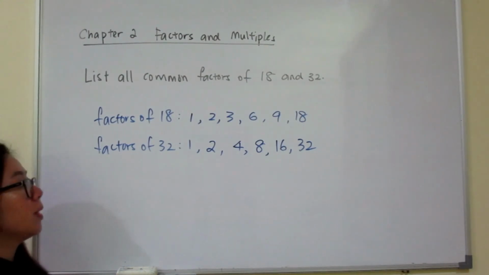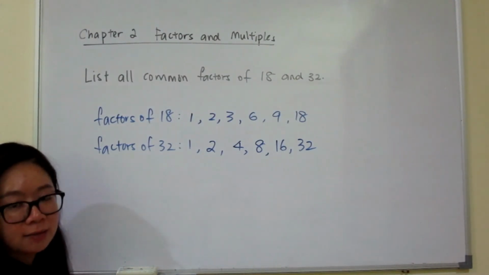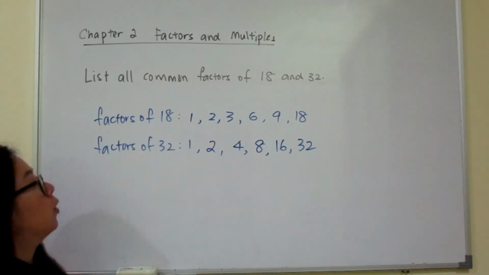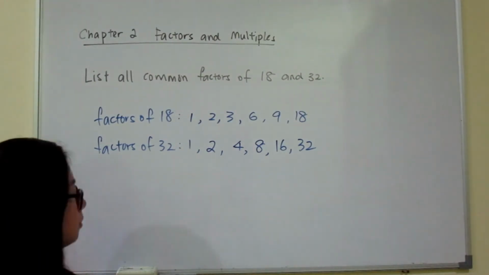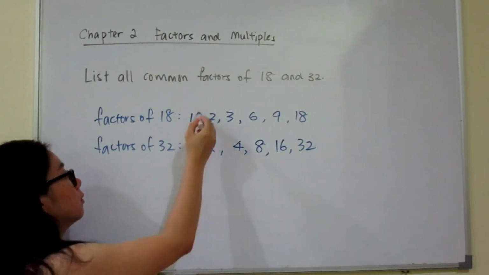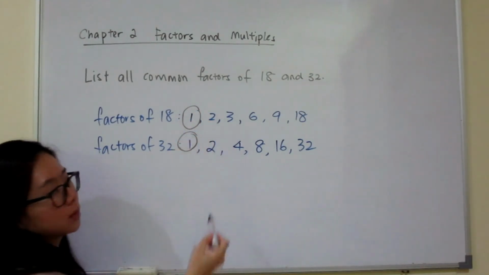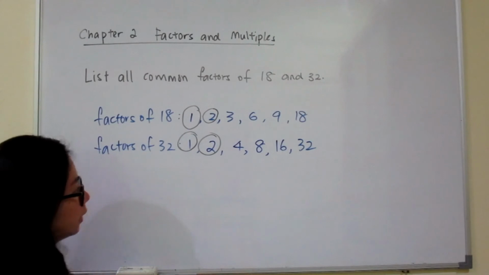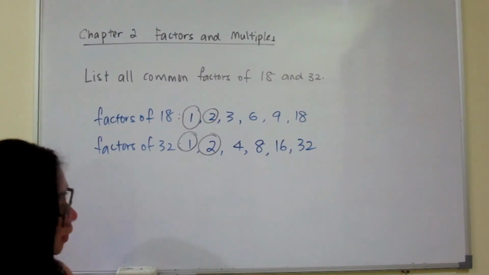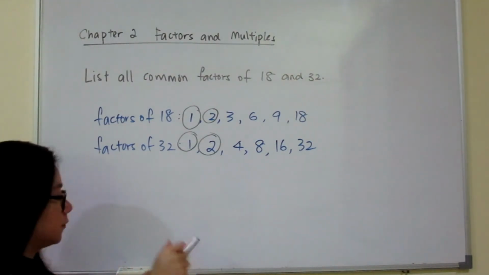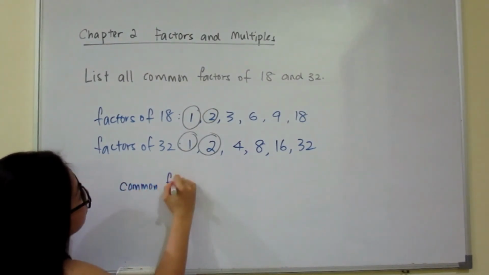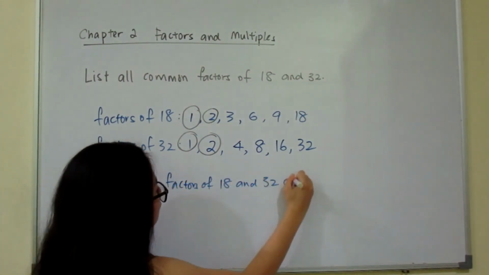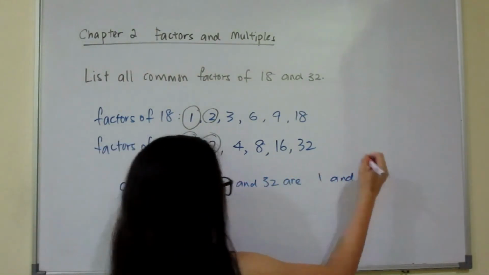Now let's compare the factors of 18 and the factors of 32 and look for the common ones. The common ones are 1 and 2, and that's it. So the common factors of 18 and 32 are 1 and 2.